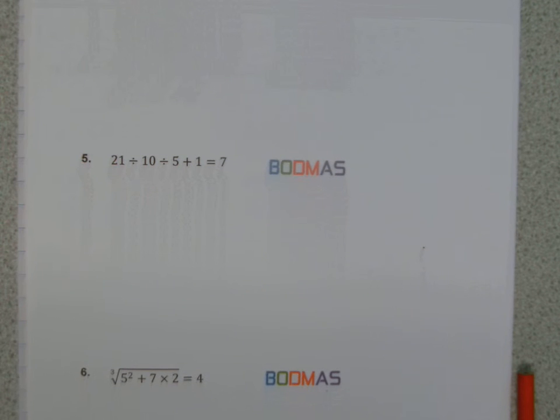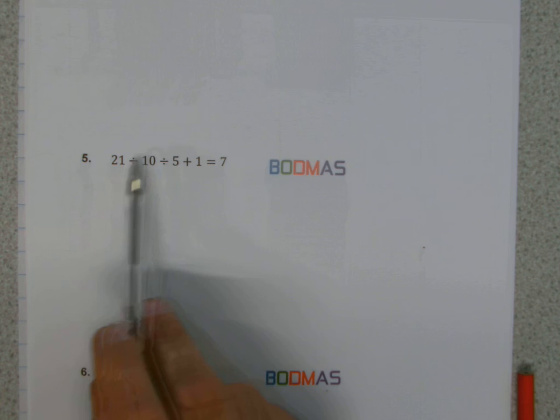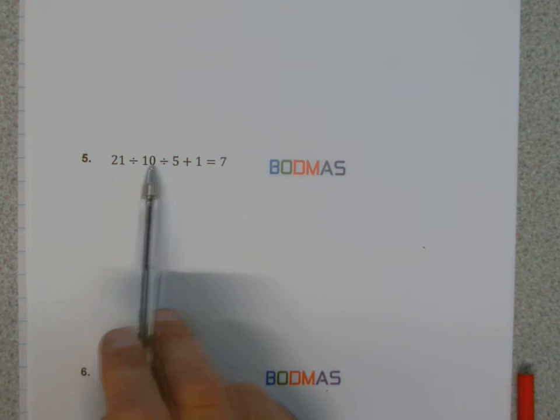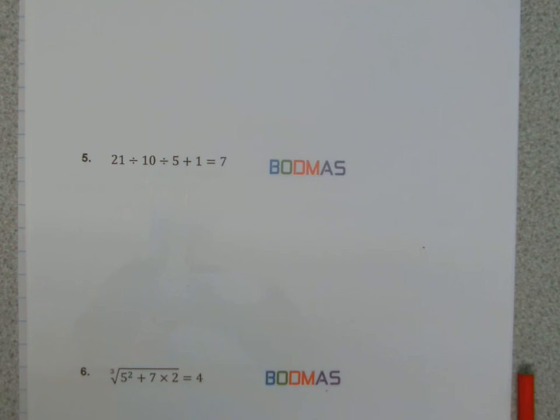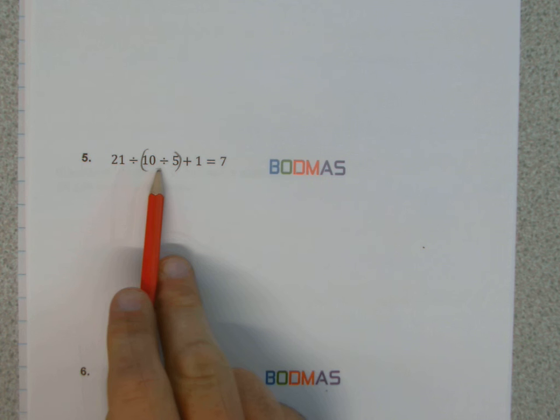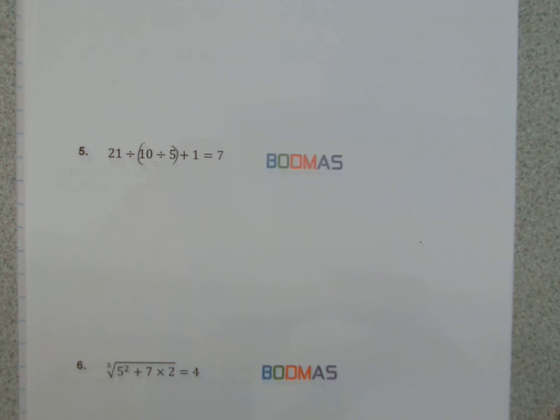This one here then, 21 divided by 10. Now, clearly that would be awkward to work out. So maybe there's something we could work out here to start with. 10 divided by 5. We could put the bracket around that. But you'd get 2, wouldn't you? 10 divided by 5 would give me 2. So 21 divided by 2 is, well, 10 and a half, plus 1. That's not going to work.